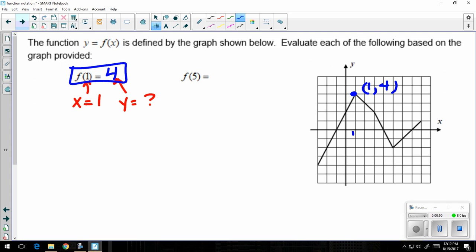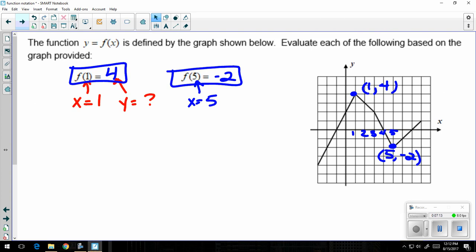Then I'm going to do the same thing with f of 5. Remember, this is really x equals 5. So on my graph, I'm going to go to 5. And I'm going to travel with my pen until I find the graph down here. This is the point 5, comma negative 2. So f of 5 is equal to negative 2. And that's how we evaluate functions with function notation.